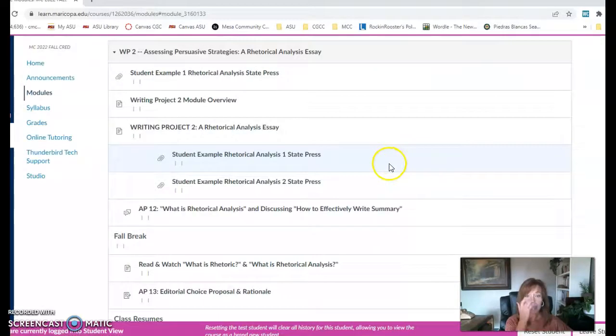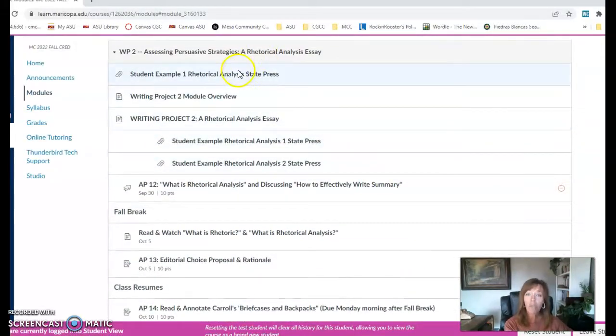Okay. Now it has the overview. Remember, look over this module over and over throughout this section. There are examples here of student essays who have written the exact same type of rhetorical analysis that we are writing. Remember, for this rhetorical analysis, we are not writing on the topic that this student author has written on. We are analyzing their writing strategies. We are analyzing the strategies that they are using to persuade their audience, okay?